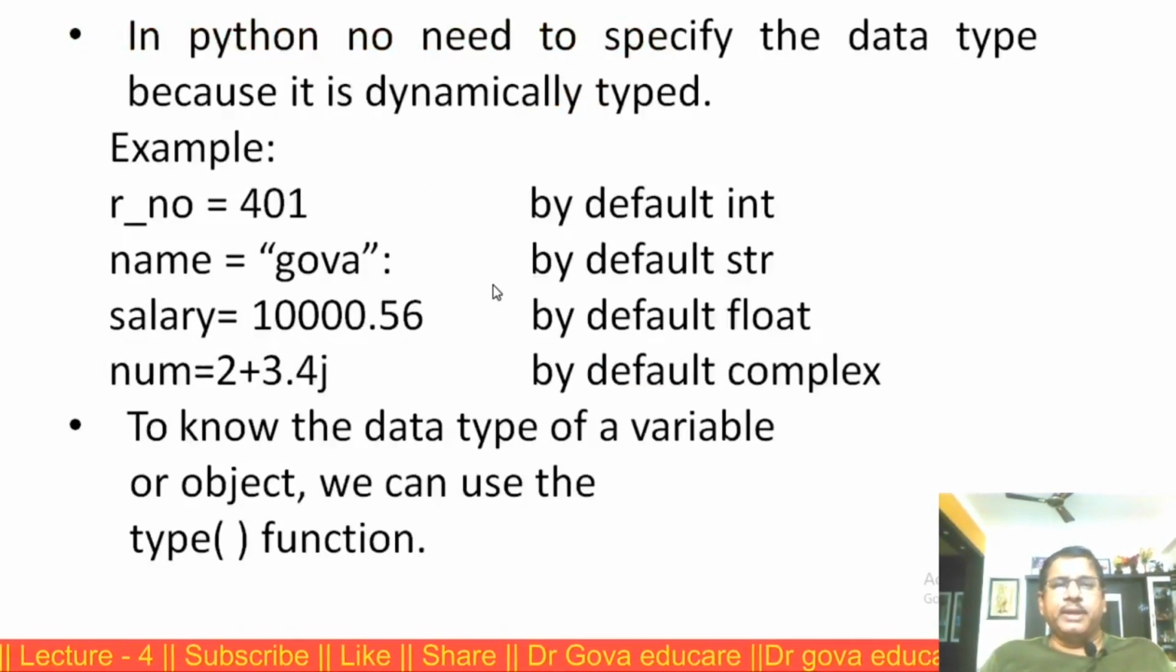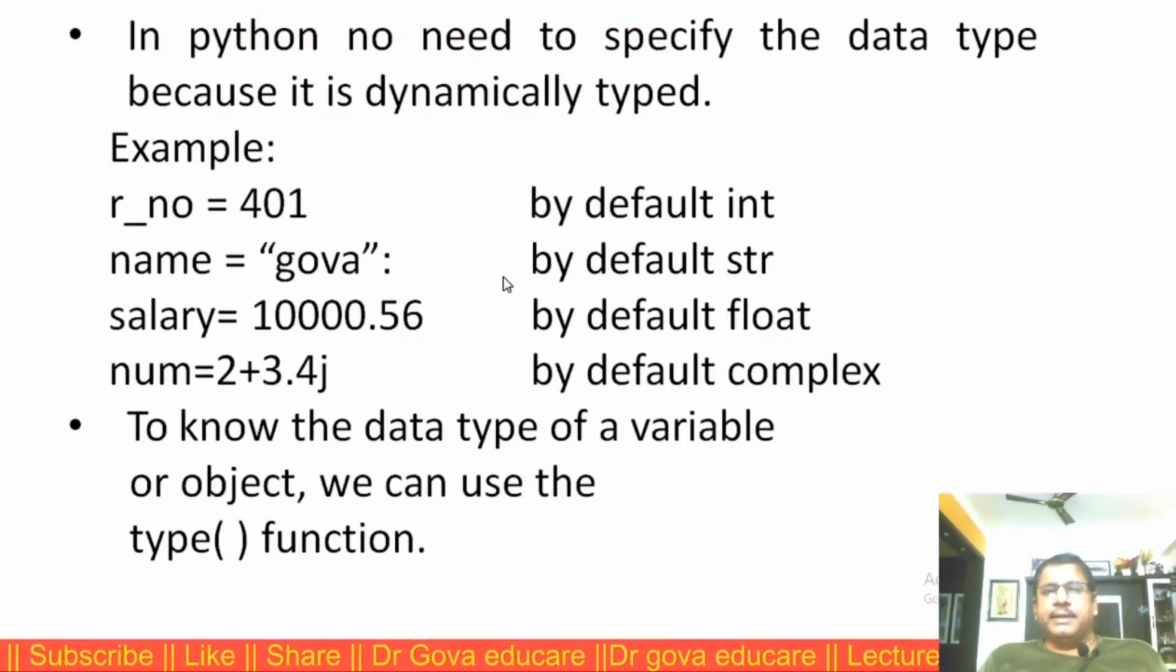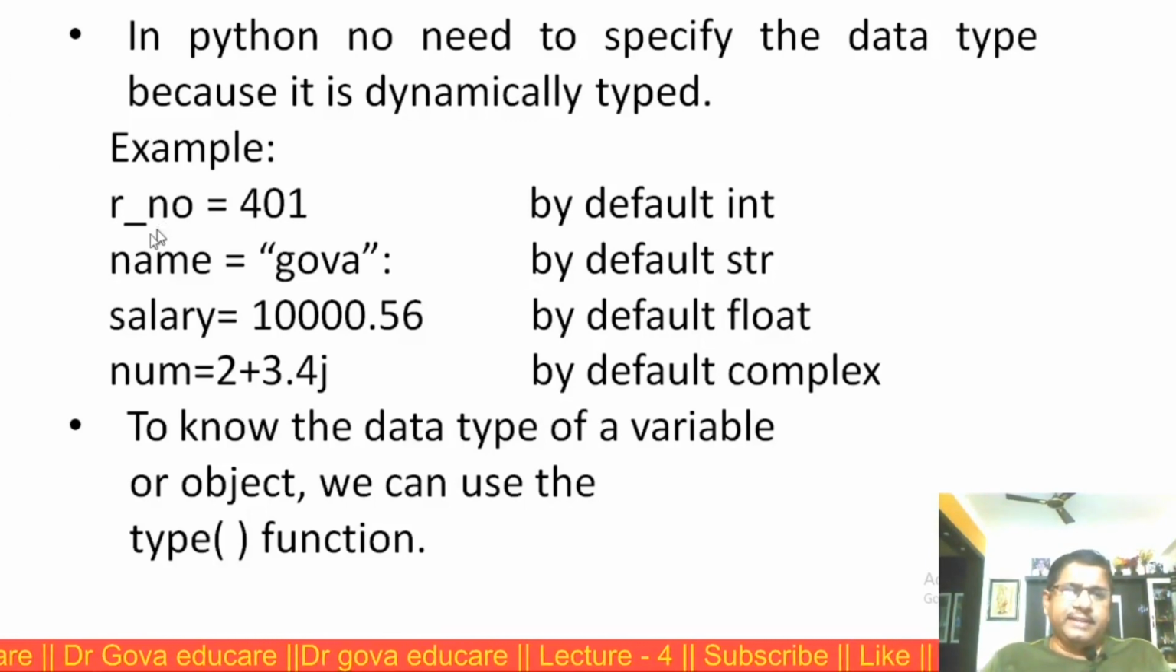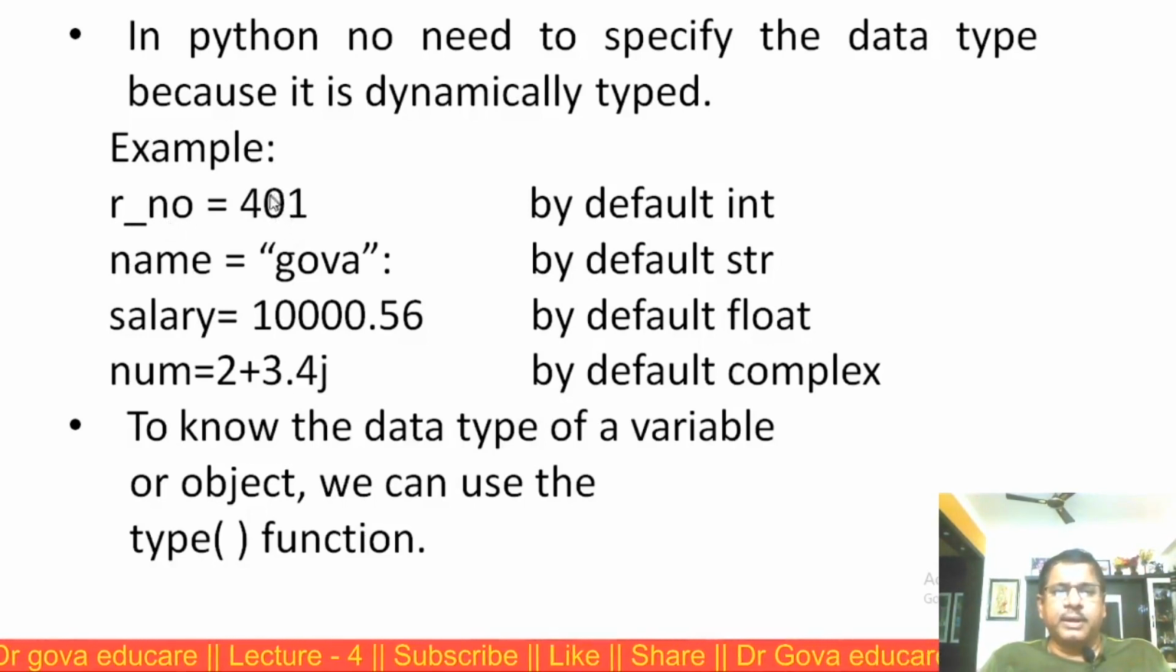In Python programming, there is no need to specify the data type because it is a dynamically typed language. Now these are the examples. r underscore number, that is roll number, is equal to 401. By default, it is integer data type. Name is equal to Goa. By default, it is string data type. Salary is equal to 10,000.56. By default, it is float data type. Num is equal to 2 plus 3.4j. It is by default complex data type.